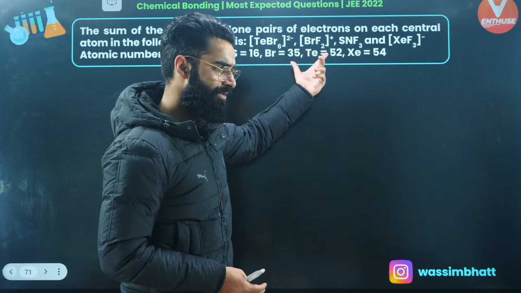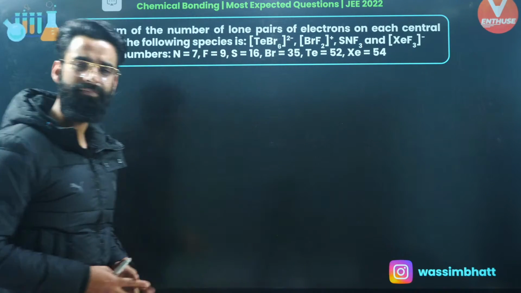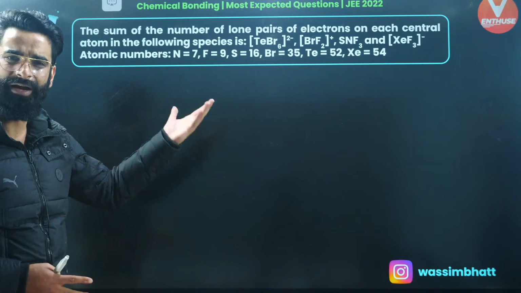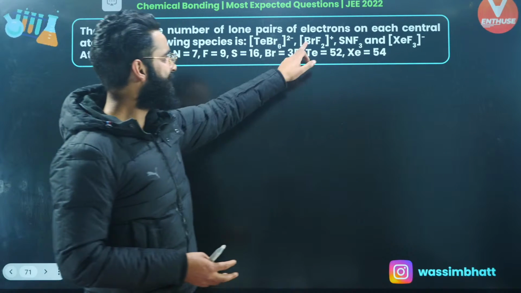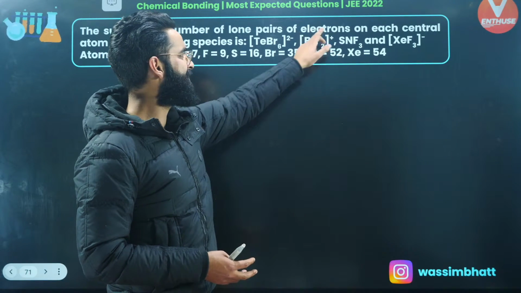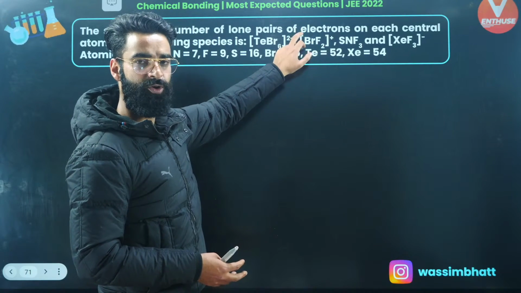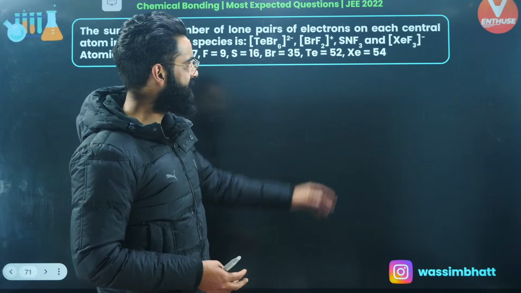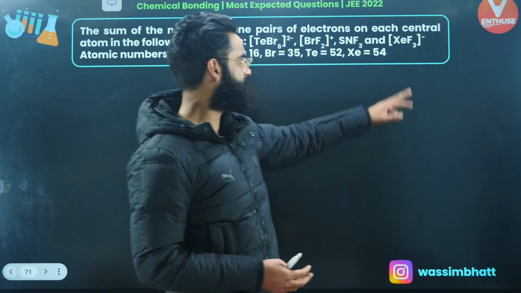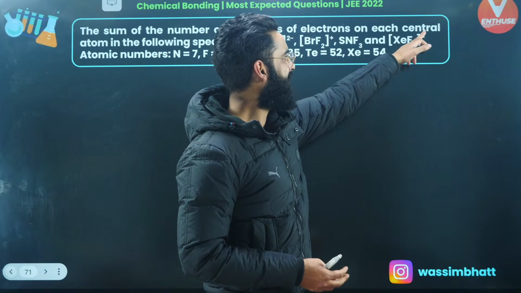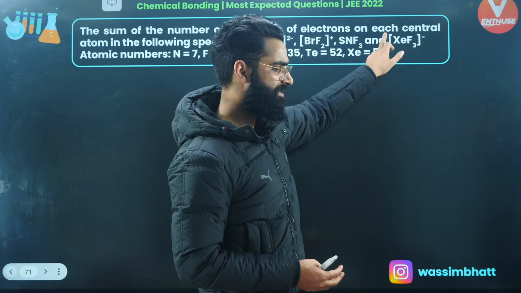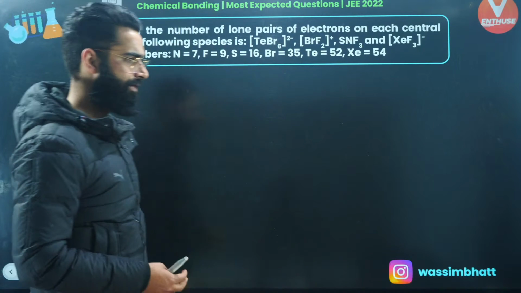BrF2 positive, similarly you can calculate the bond pairs and the lone pairs over here, right? 7 valence electrons, but there's a positive charge, so 7 minus 1, 6. Out of 6, 2 are being used, so 4 electrons will be left as such on bromine in the form of 2 lone pairs, right? SNF3 we have checked, XeF3 negative. So 8 plus 1, 9, out of 9, 3 are used, 6 will be as such in the form of 3 lone pairs in case of xenon, right?